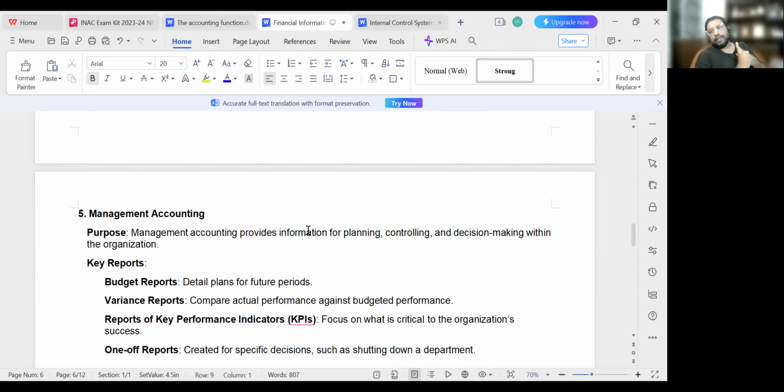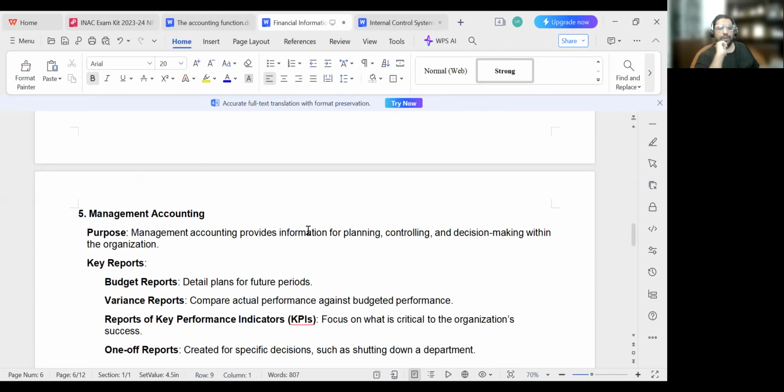Recording, you're recording the transactions. Analyzing, you are converting that data into a more readable form, like the income statement, the statement of financial position, statement of financial performance, cash flow, equity, right? So this is what you are doing in financial accounting.